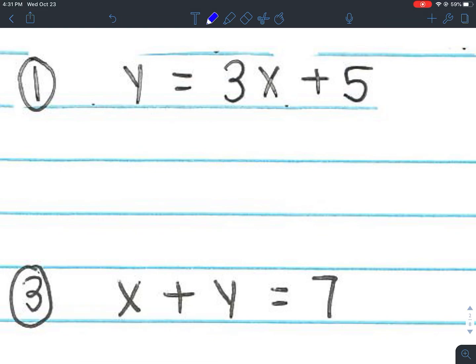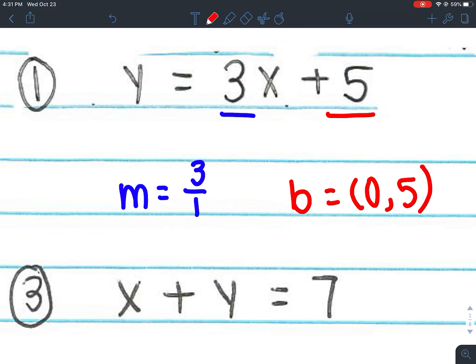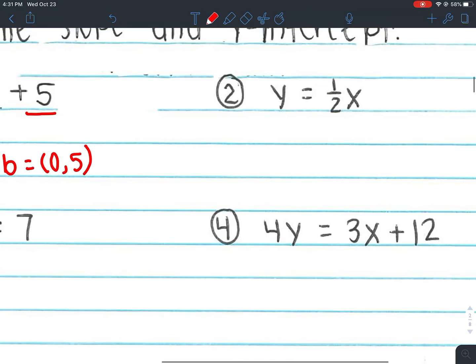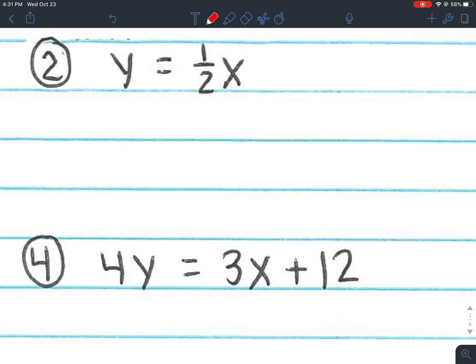This is already in the form y equals mx plus b. So we don't have to actually do any work with this one. The slope, or the m here, is going to be +3 over 1, okay, or -3 over -1, but you don't need to write both here. Our y-intercept is going to be 0, 5. Okay, so that one was pretty easy because it was already in the slope-intercept form.